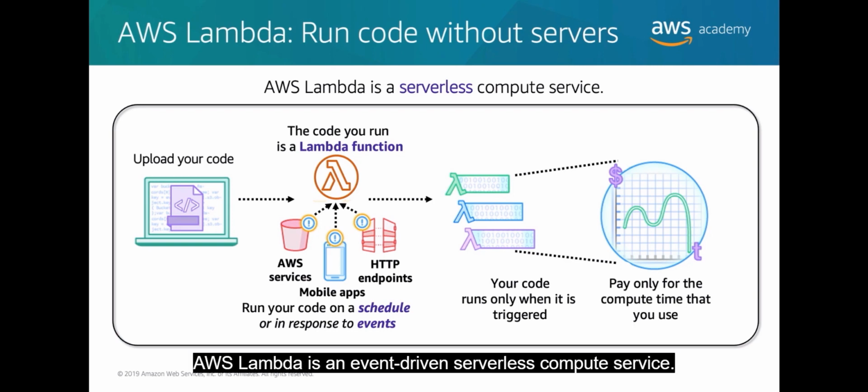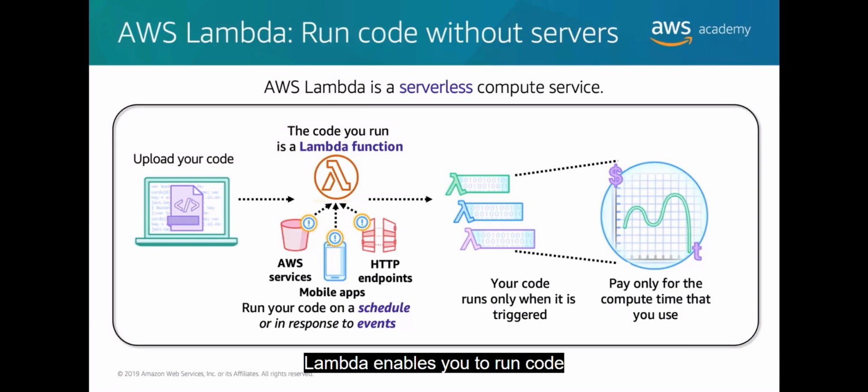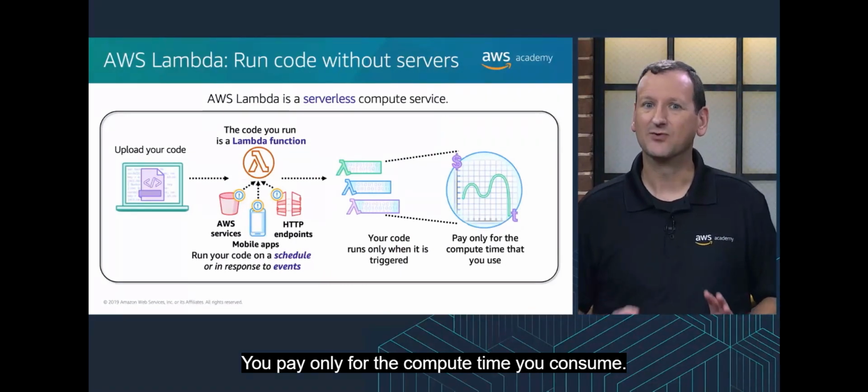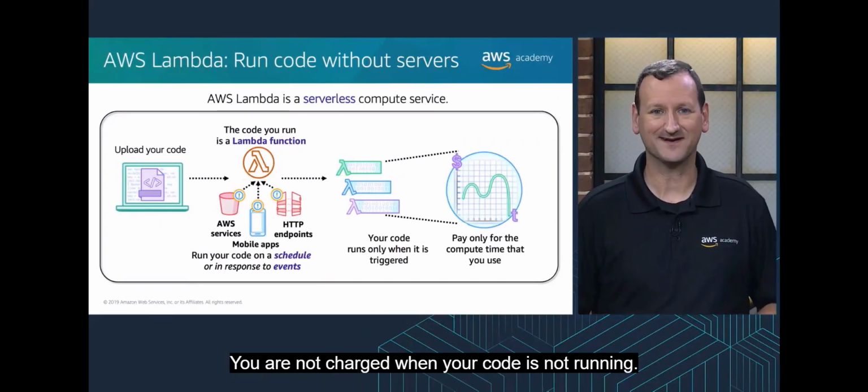AWS Lambda is an event-driven serverless compute service. Lambda enables you to run code without provisioning or managing servers. You create a Lambda function, which is the AWS resource that contains the code that you want to run. You then set the Lambda function to be triggered either on a schedule or in response to an event. Your code only runs when it's triggered. You pay only for the compute time you consume. You are not charged when your code is not running.